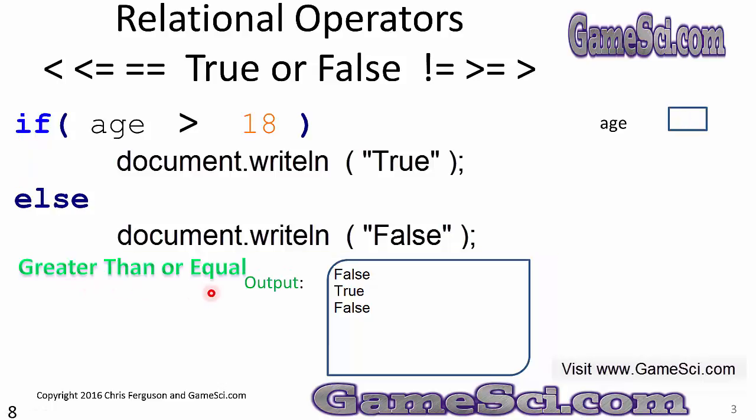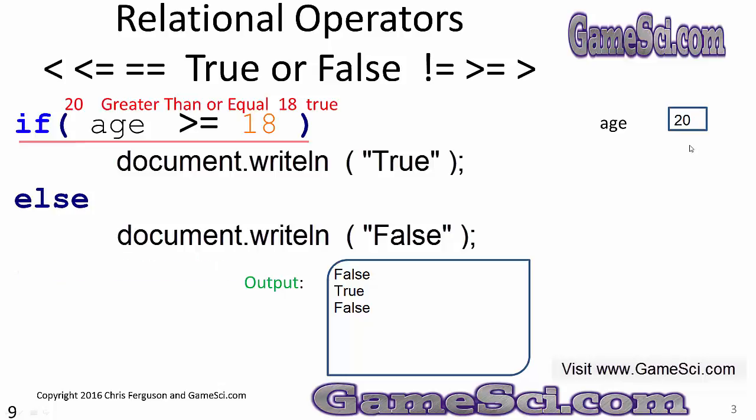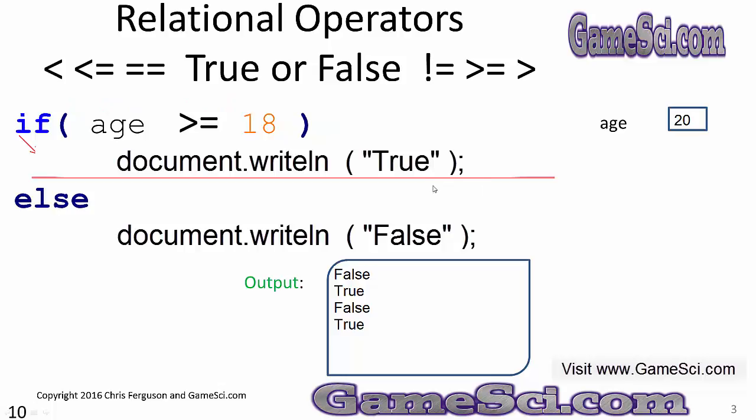Let's look at the greater than or equal to operator. We'll put 20 in the age variable, so at the time this code executes, we're looking at 20 greater than or equal to 18. 20 greater than or equal to 18 is very much a true statement. As a true statement, we'll select the true path. We'll output the word true, as you see it show up on the output down here. And of course, when it's done executing the if portion of the code, it will skip past the else.